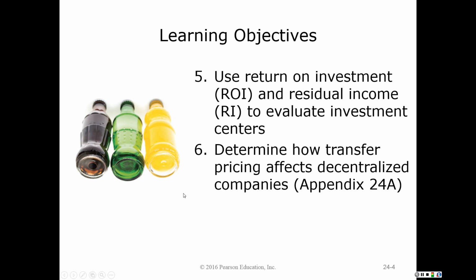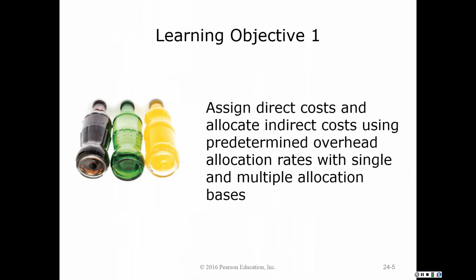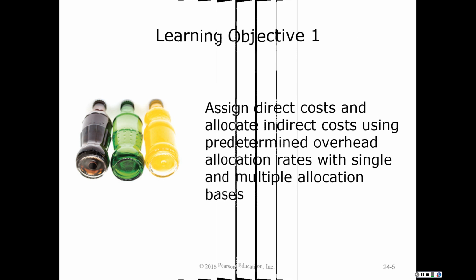We'll also look at some new phrases, return on investment and residual income, to give us some idea of how we evaluate investment centers. And then finally, we'll spend a brief amount of time looking at transfer pricing and how this impacts decentralized organizations. So let's begin with learning objective 1, allocating these indirect costs using predetermined allocation rates with both single and multiple allocation bases.